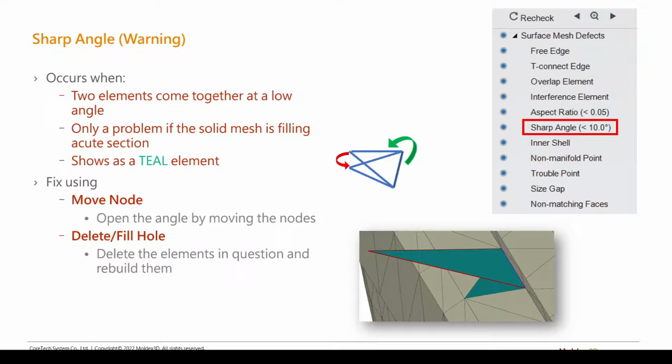Using move node will just allow you to move those elements a little bit farther away from one another, opening up the gap and allowing the solid mesh to be generated properly. Or you can delete these elements and then try to fill in the hole. It is a little bit difficult for a sharp angle to delete and fill the hole. You might have to customize the hole that you're filling back in, or if you're okay with that sharp angle being taken out completely, you can just fill straight across that sharp angle.